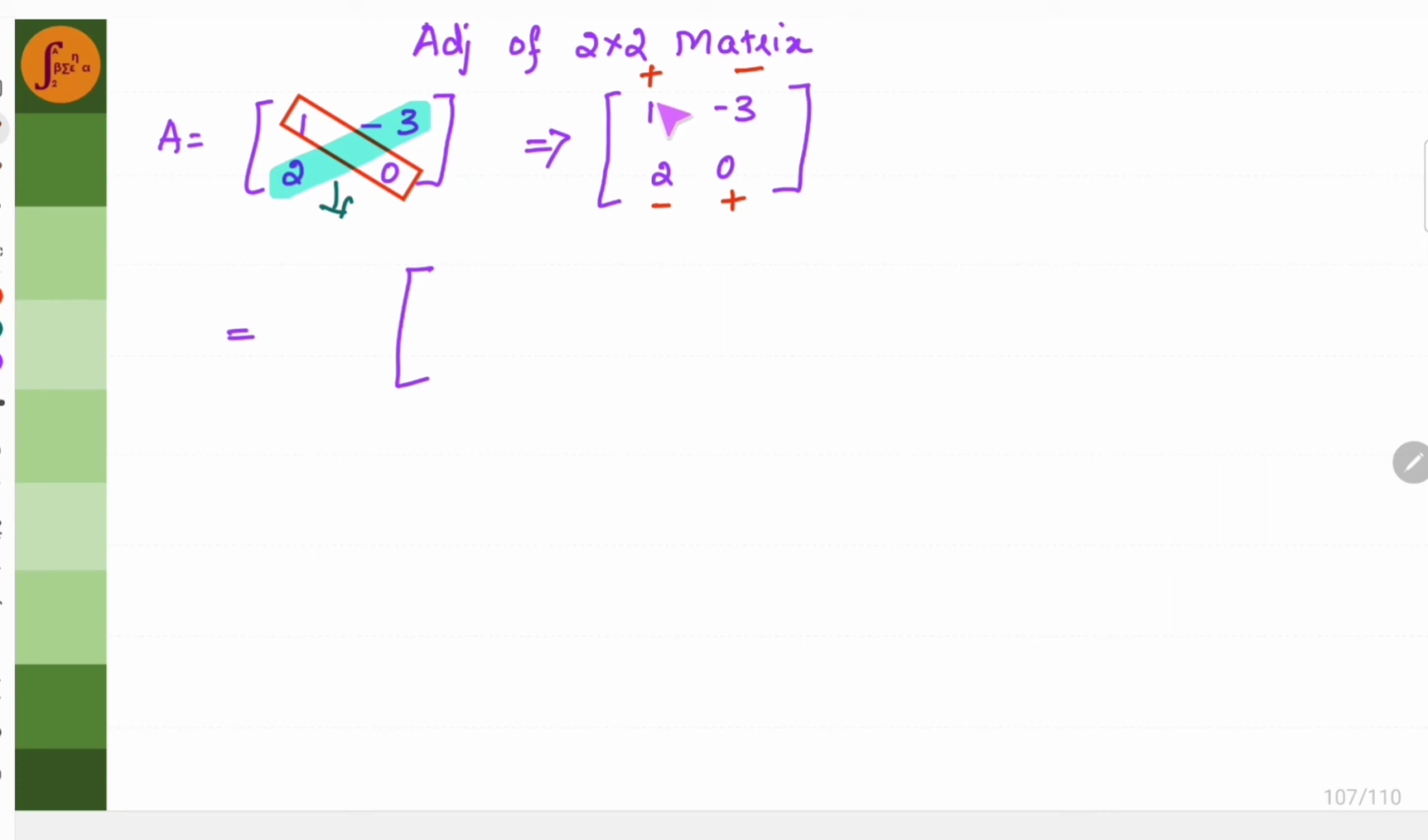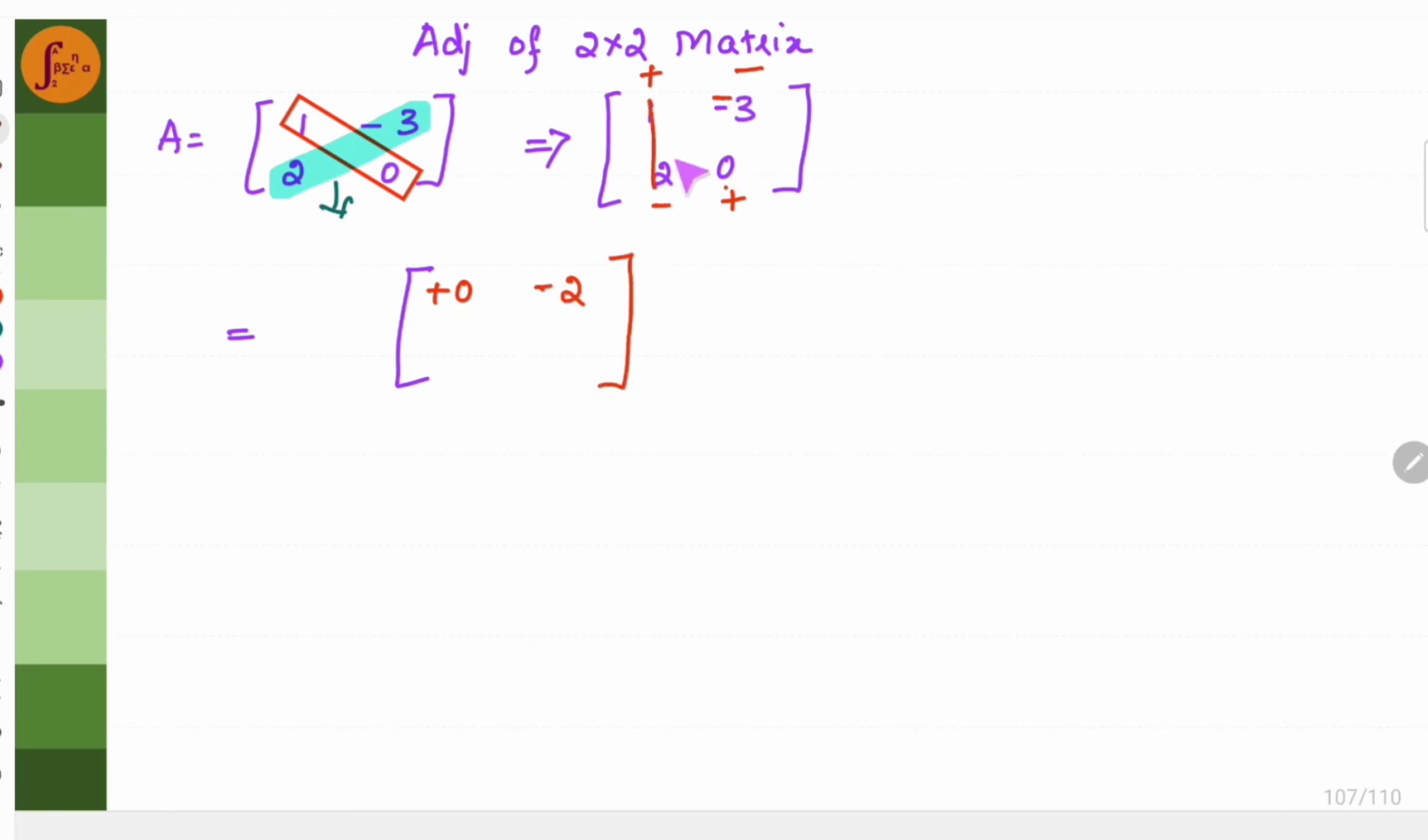Let's take the first element, which is 1. Now ignore the row and column in which 1 is there. If you ignore, you're left with element 0. And what is the sign? Sign is plus, so plus 0. Then we'll go to the second element, which is minus 3. What is the cofactor? Eliminate the row and column, you're left with 2. And the sign is minus, so minus 2.